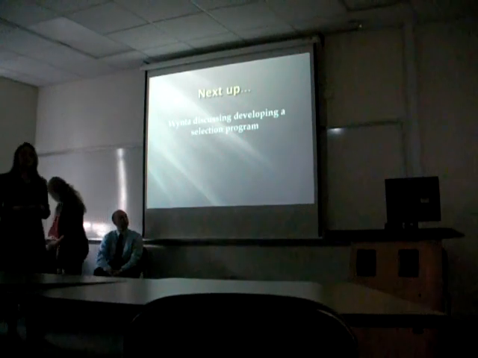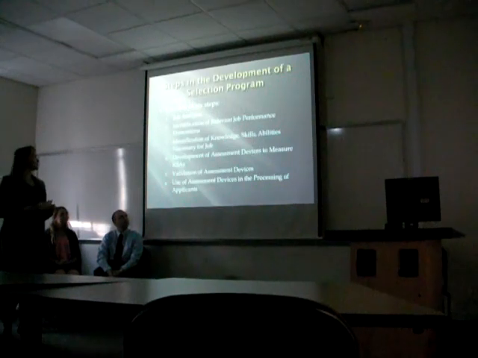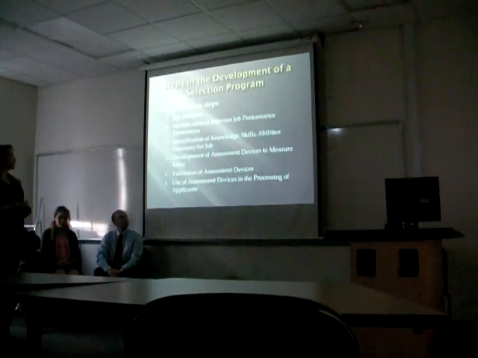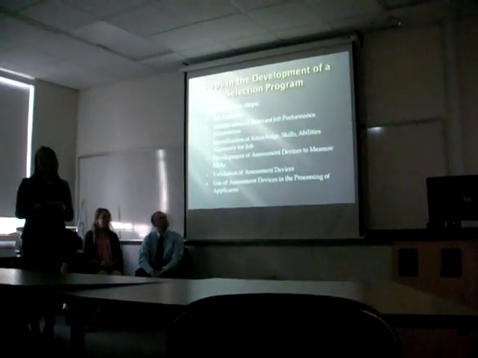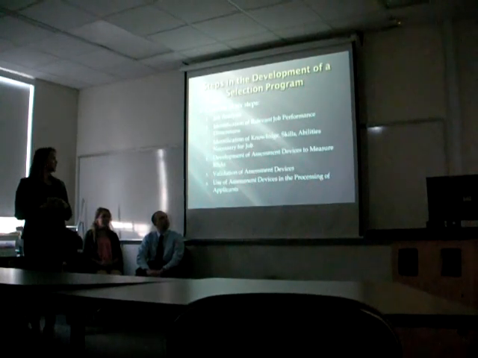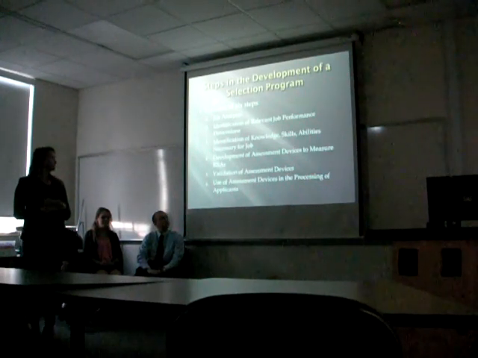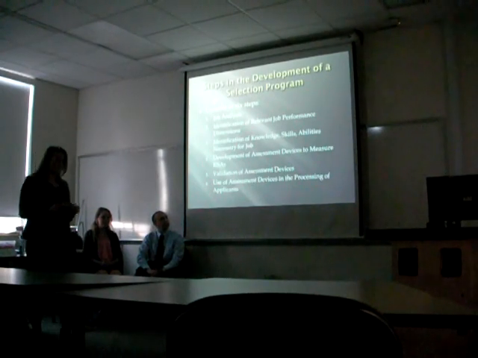So I'm going to be talking to you about the steps of the selection program. There are 6 steps that consist in the selection program. The first is job analysis. The second is the identification of relevant job performance dimensions. The third is the identification of knowledge, skills, and abilities, which we know as KSAs. Fourth is the development of assessment devices that measure the KSAs. The fifth is the validation of the assessment devices. And the last one is the use of the assessment devices in the processing of applicants.